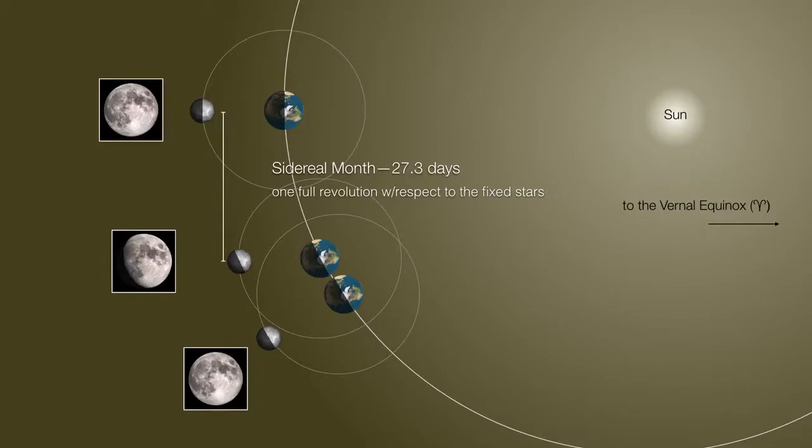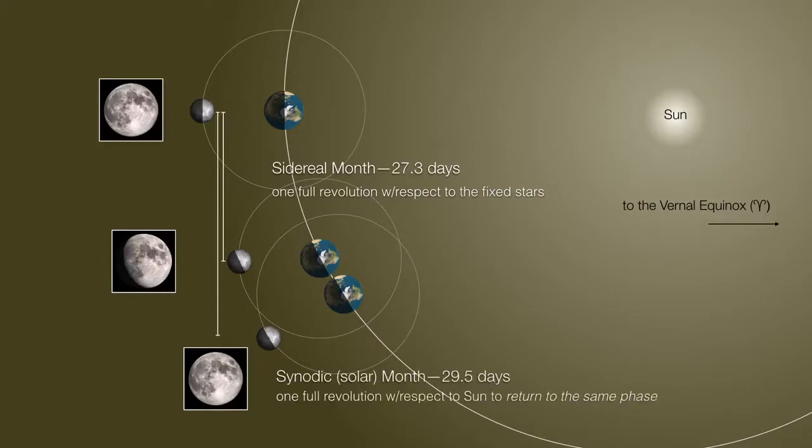So we need a couple of extra days of motion, and this gives us what's called a synodic month, or a solar month, literally with respect to the sun. So this is what gets the moon back to the starting phase. And it wouldn't matter if we chose the new moon phase as our start phase or first quarter phase as our start phase. From any given phase to any given phase, it's going to take 29.5 days to get there.